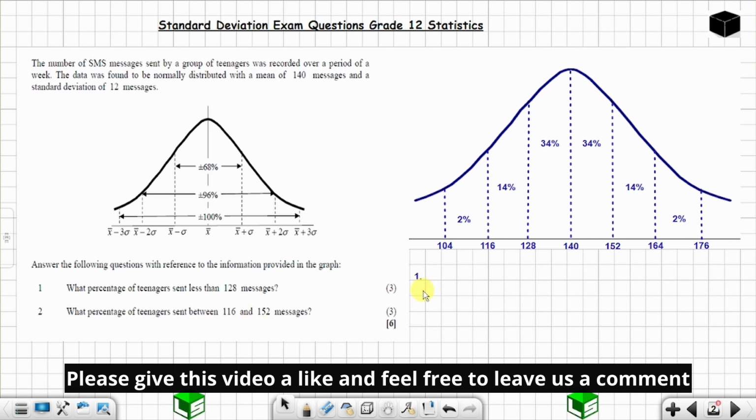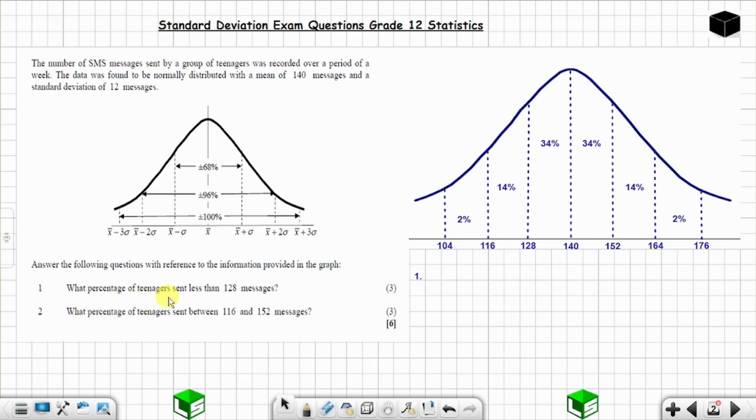Now, question 1. What percentage of teenagers sent less than 128 messages? Less than 128, you are going to check to the left of 128. This is less than. So what percentage? You have 2% plus 14%.